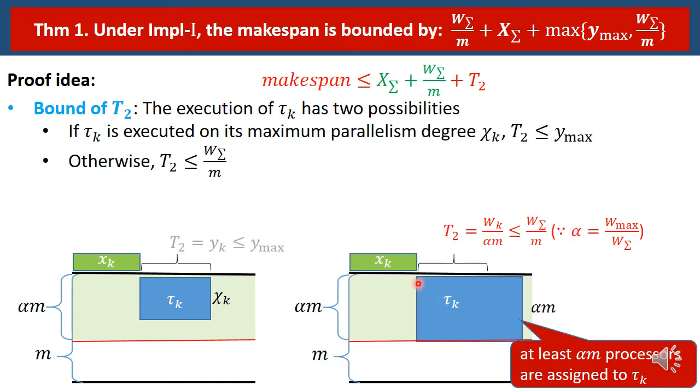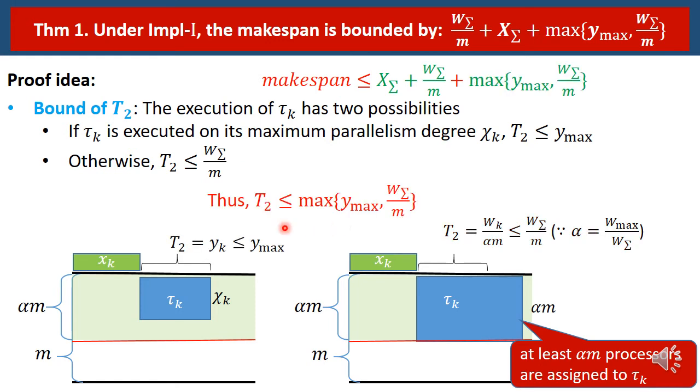Otherwise, the number of idle processors is less than tau k's maximum parallelism degree, Kk, and in this case, tau k is executed on at least alpha m processors, and then the length of T2 is less than Wk divided by alpha m, and according to alpha's formula, T2 is bounded by W sigma divided by m, just like this. Thus, we have the upper bound of the length of T2 like this, and then this theorem follows.